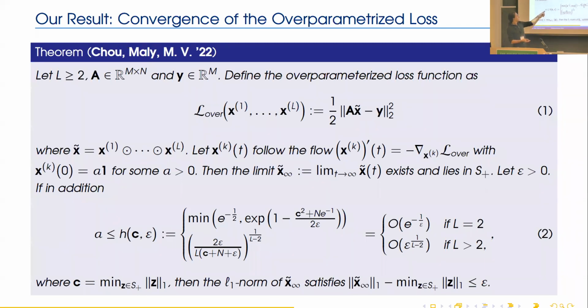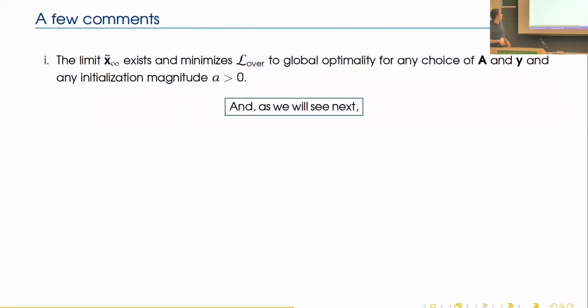Moreover, if the initialization, so I'm initializing this vector with a times ones, if a is quite small, the one norm of my solution of gradient flow is also close to the L1 minimizer among all possible non-negative least squares solutions. Of course, that's a theoretical thing because this depends on C, here is C, so this is also the minimizer, okay? But still, I think it's nice.